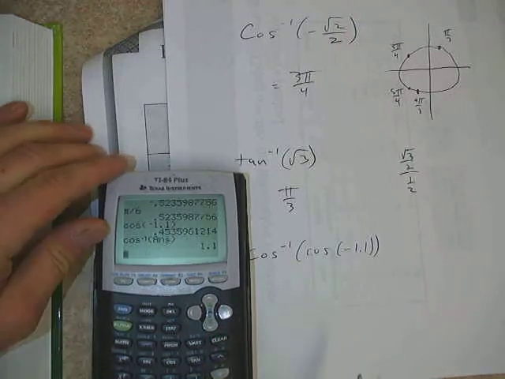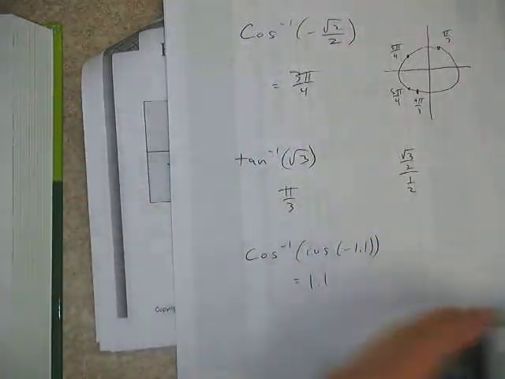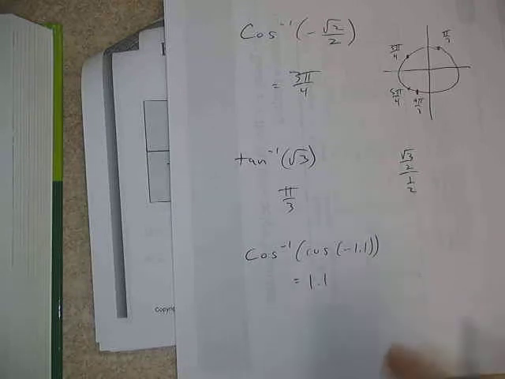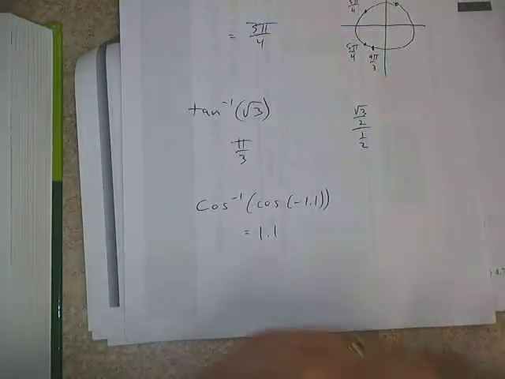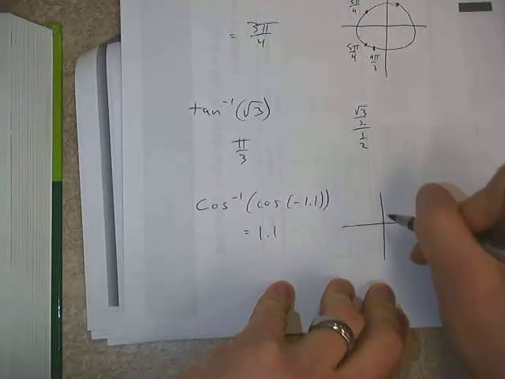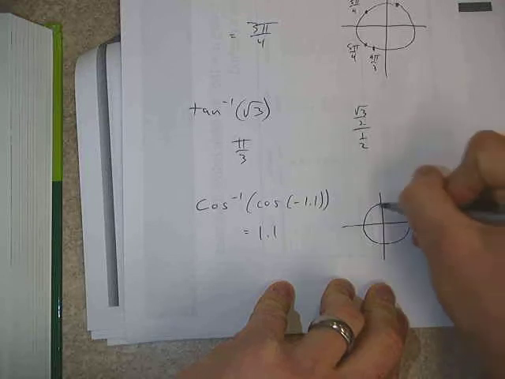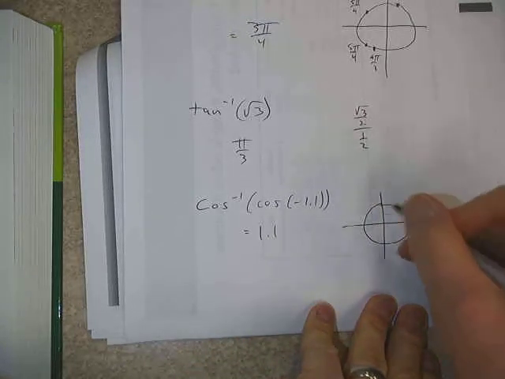Okay, so if we do cosine of negative 1.1, we get 0.453, and so on. And then if we do the inverse cosine of that, we would get our answer, which is 1.1. Okay. All right. So notice it is related to that value. Okay. But it's not the value itself because again we can't have that there.